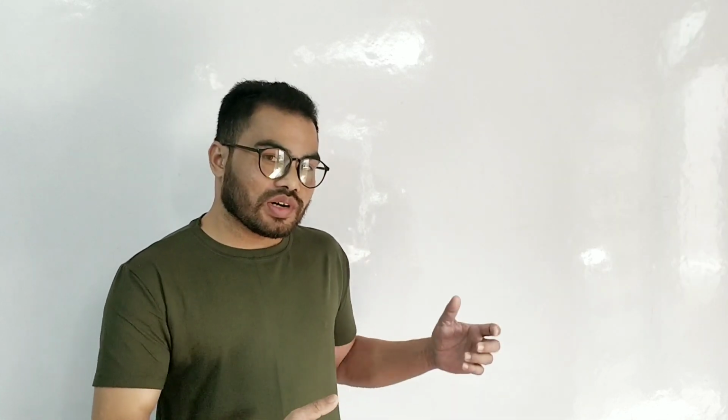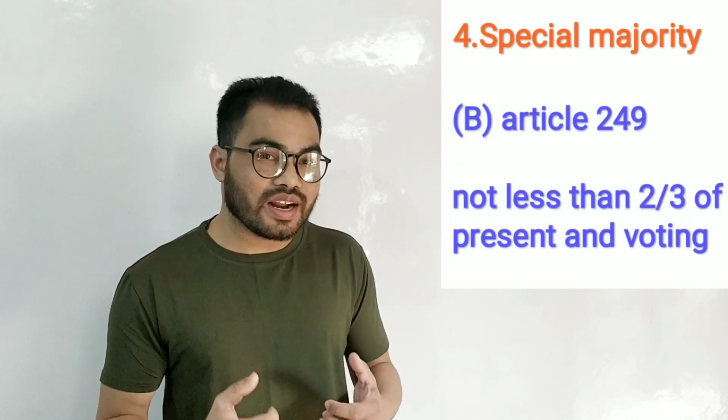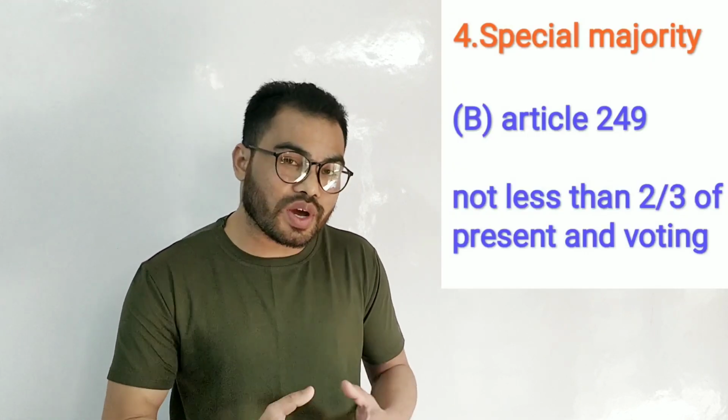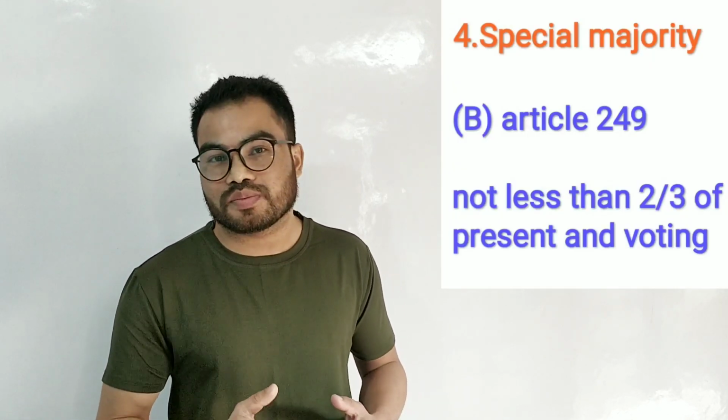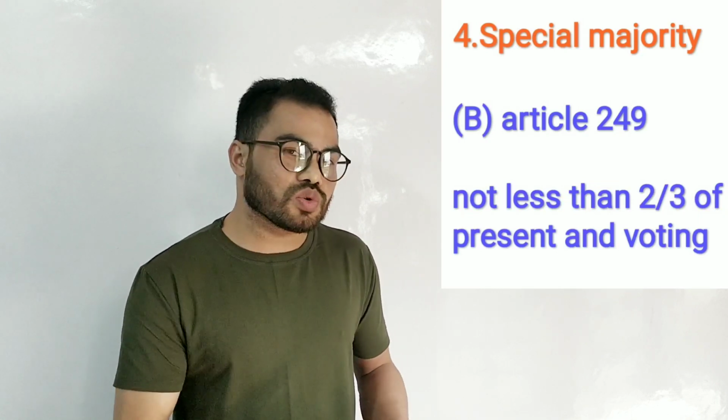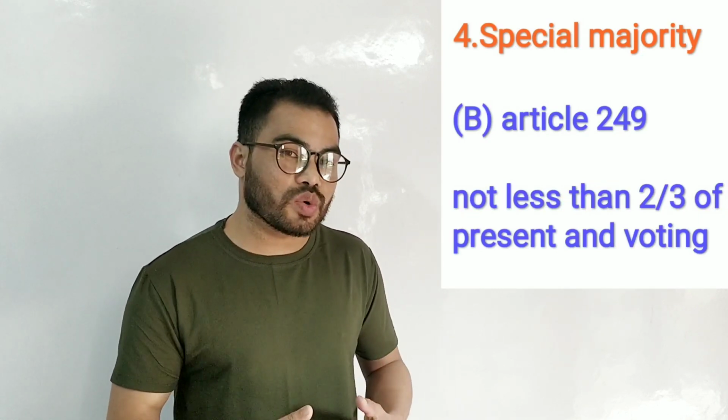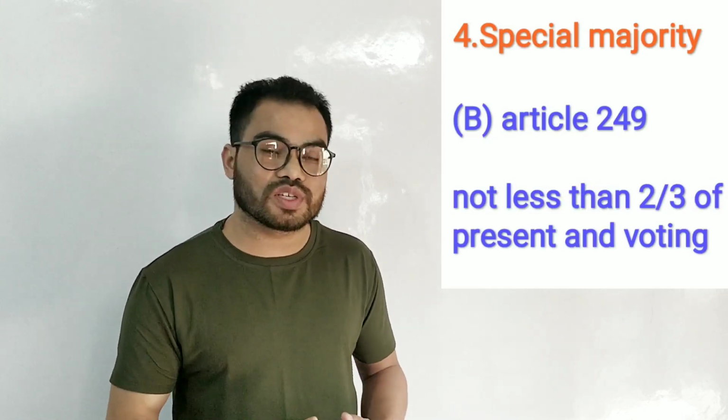And now coming to 249. Under Article 249, it requires not less than 2/3 of the members present and voting. It is used by the Rajya Sabha to pass a resolution when Parliament wants to enact a law in the state subject, in the state list.